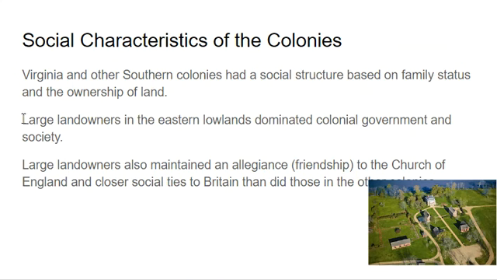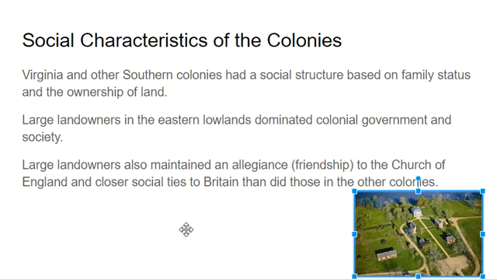So once again, remember, these were the Cavaliers. The Cavaliers received a lot of land, and they built plantations, they grew tobacco, and they made even more money. So the large landowners were the ones who controlled the government.